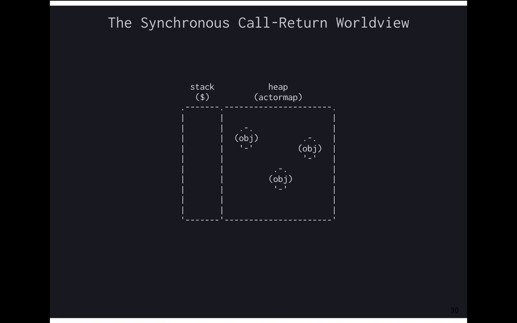And if you're familiar with the synchronous call return worldview, I'm sure you're familiar with it because it's how most programmers program. And we have some sort of notion of a heap. We basically call it the actor map in Goblins. And you've got some notion of a stack, and you know the drill, right? You invoke something, and it puts some sort of message on the stack, which invokes another thing, which puts some sort of other message.